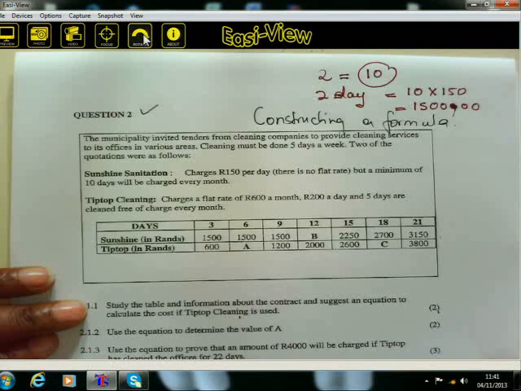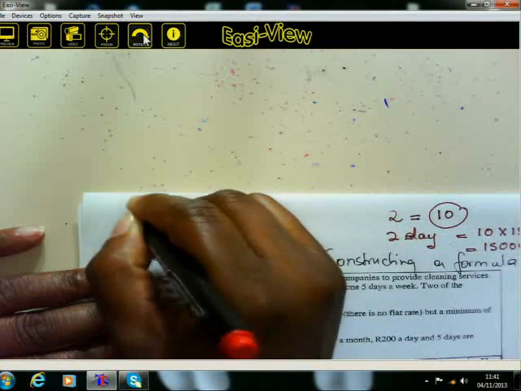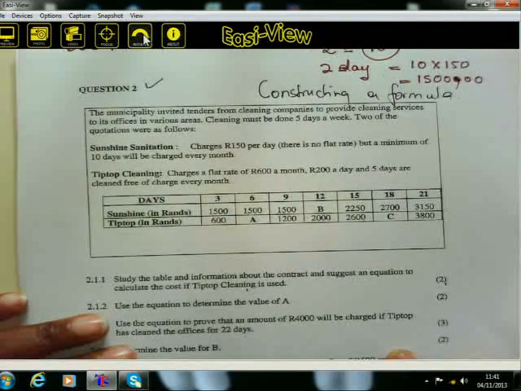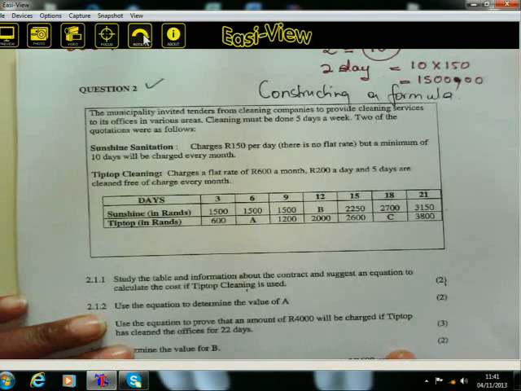The second one charges a flat rate of 600 per month. So whether they work for a day, for 2 days, for 3 days, they will still pay 600 rand. Flat rate. And further, the statement is saying 200 rand a day, and 5 days are cleaned free of charge every month. Let us look at the info.